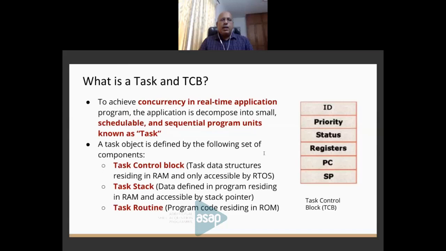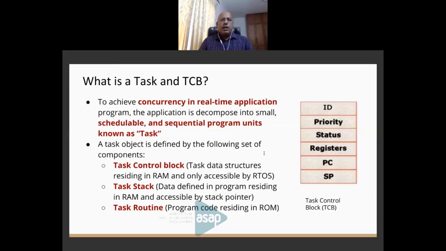So every task should have an ID. Typical operating systems have 1 to 255, with 1 being the highest priority task ID, and 255 the lowest priority task ID. Then you can attach a priority.